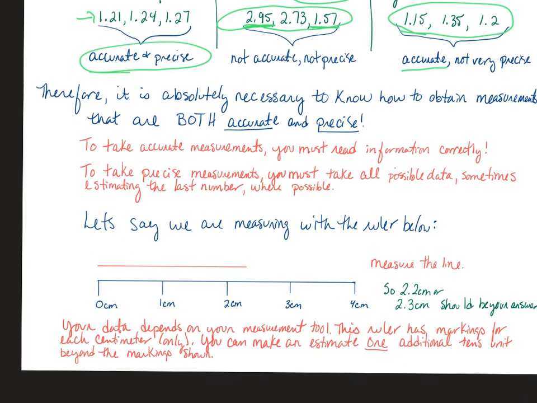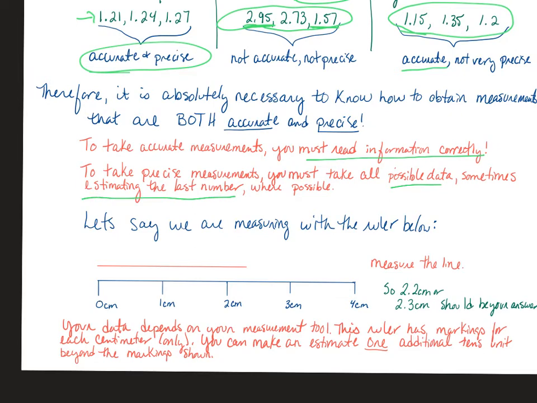It is absolutely necessary, though, to know how to obtain measurements that are observed in the laboratory that are both accurate and precise. And there's a way that we should go about measuring things, and a way that we should go about recording our data. So you have to read information carefully. You have to read what you are given very carefully. To take precise measurements, you have to take in all of the possible data. And sometimes that means that you have to estimate the last number.